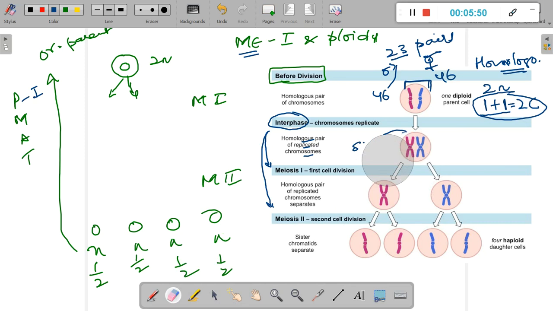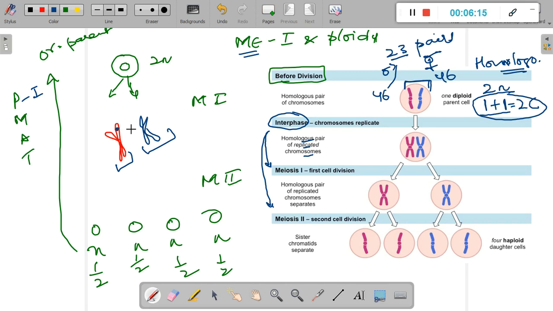So, let me just rub this off here. The genome from the father, let me use this. Let's say these are the sister chromatids from the father, right? And here we have those from the mother. What happens during prophase 1 is that these homologous pairs come close to each other, and they exchange a couple of segments.